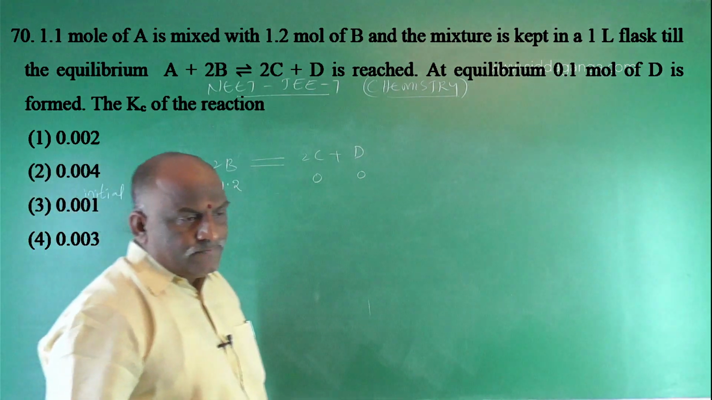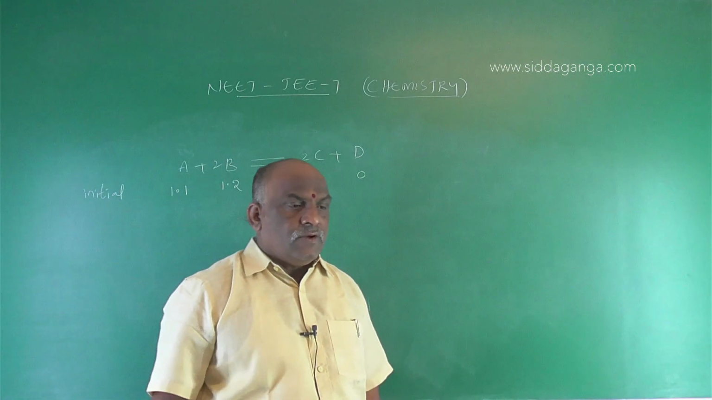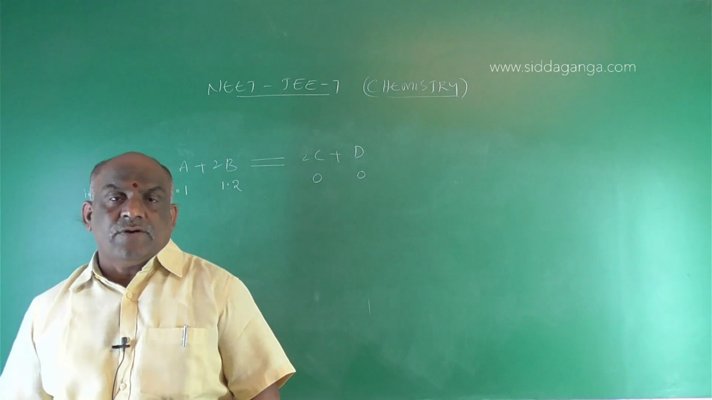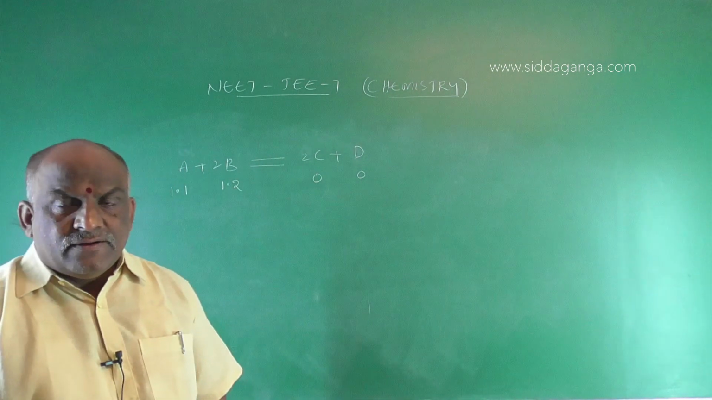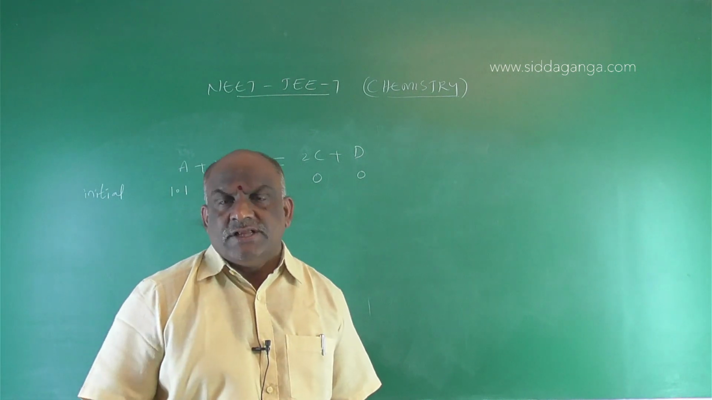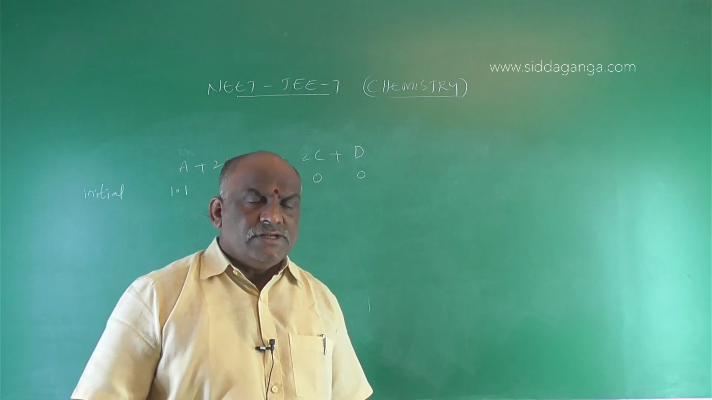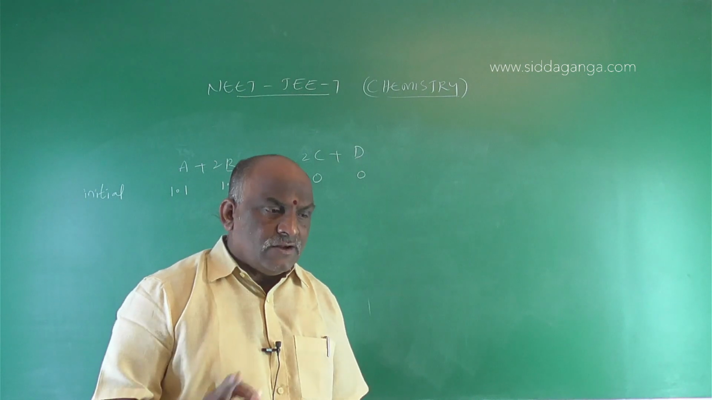Initial moles: 1.1 mole of A is mixed with 1.2 mole of B. The volume was given as 1 liter. 1 liter means you divide the number of moles by the volume, so there is no change in the value. The concentration is the same as the moles.